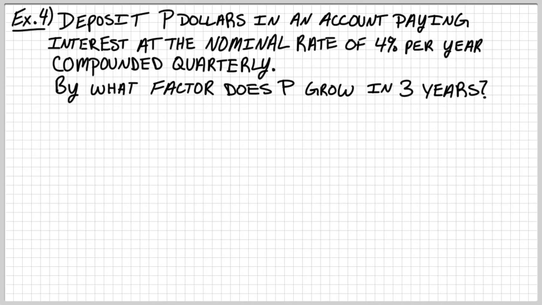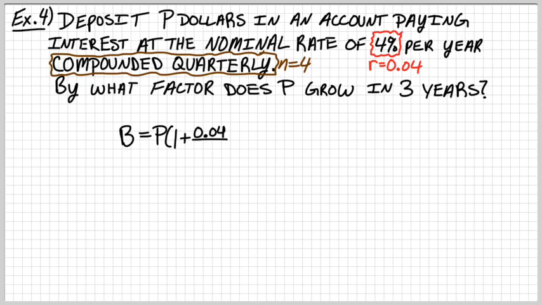So let's just set up the equation, and we'll just leave P as a variable. So our balance equals the initial investment's P. We don't know what it is. That's okay. Just leave it as P. And then 1 plus our rate of 4%, so 0.04. It's compounded quarterly, so that's 4 times a year, so N equals 4. And then 3 years, so that should be 12 up here, because this is N times T.